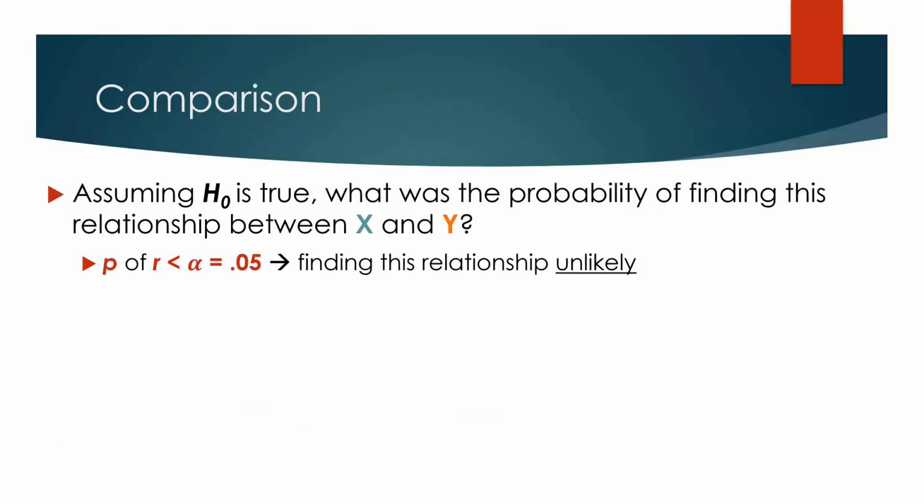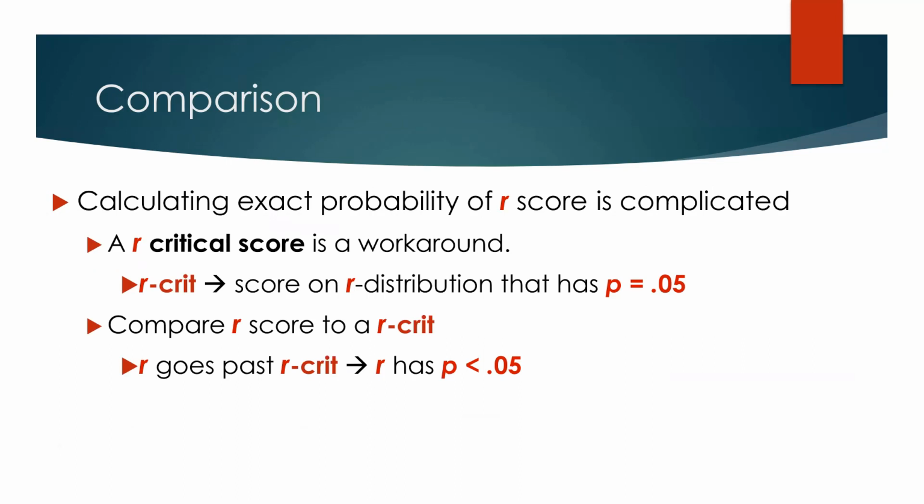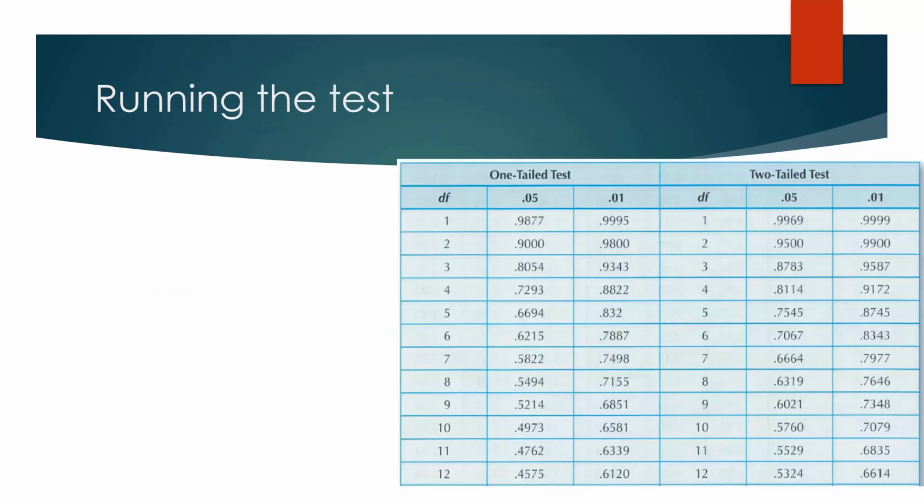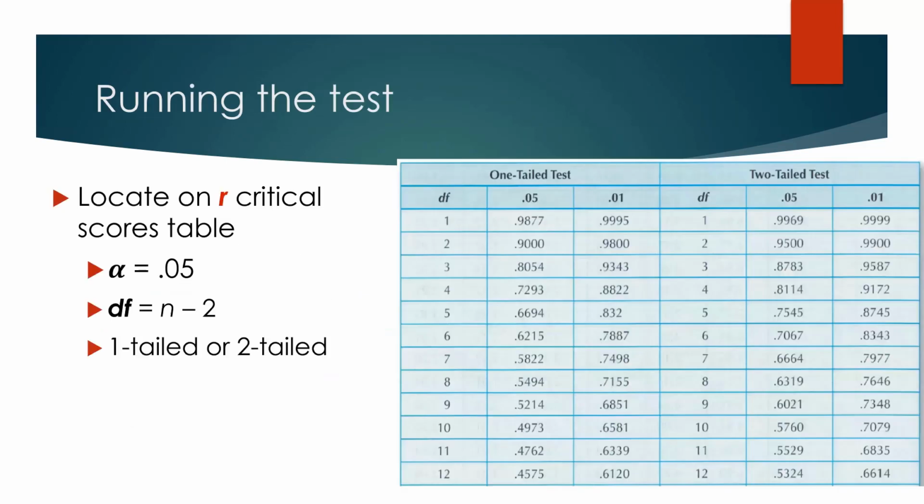Now we know that if the probability of R is less than 0.05, then finding the relationship is unlikely. So we need to do that workaround. We need to find that critical score, and we need to compare our calculated score to the critical score. And if it goes past the crit, it has a probability less than 0.05. So to do this, we need to locate the critical score on the R critical scores table. Make sure that you find that table. It's going to look very similar to the T table, and I don't want you to get confused on that.